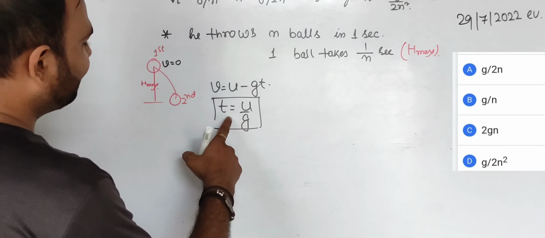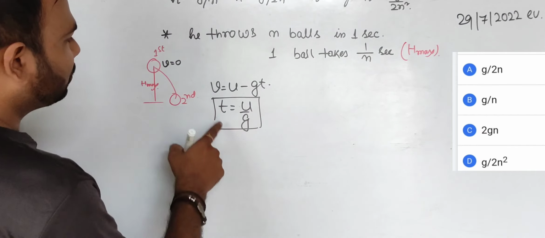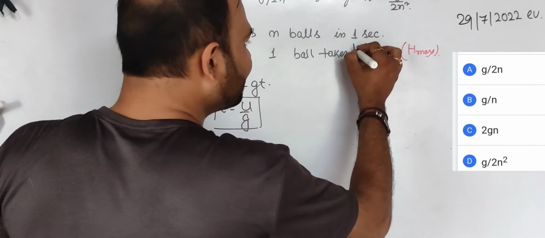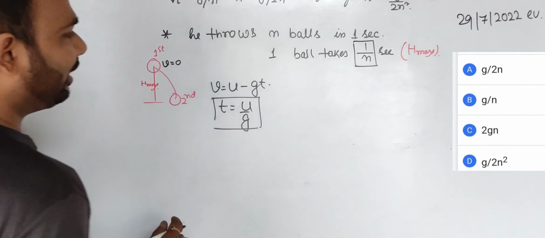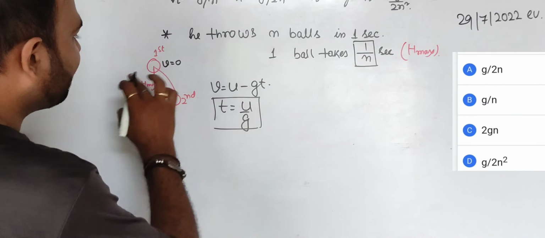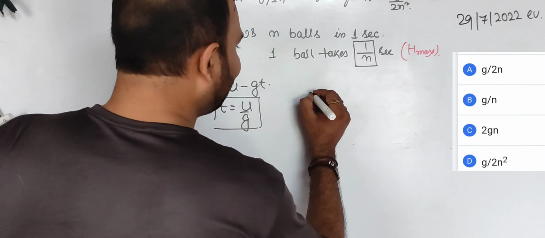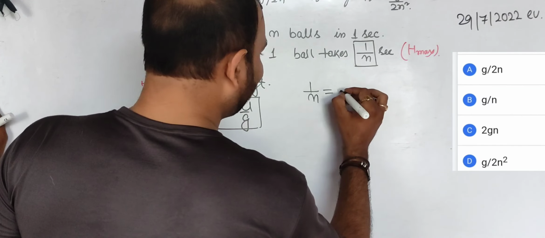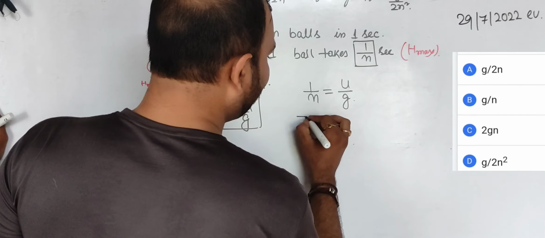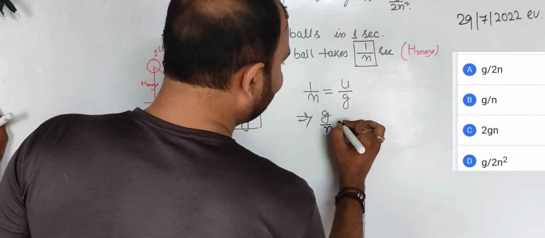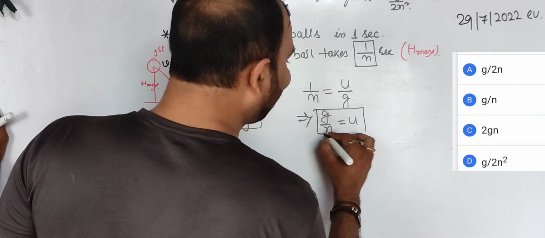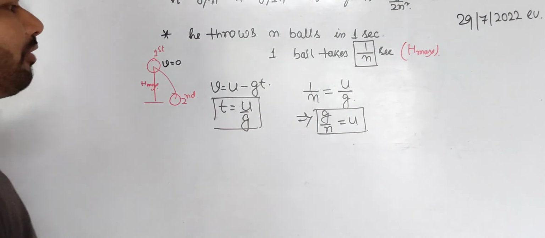This is the time taken by the first ball to reach the maximum height, and this is the time interval for a ball to reach the maximum height. So these two times are equal. Then we can simply write 1 by n equal to u by g, which implies g by n equal to u. So using the time relation, we can find the initial velocity.